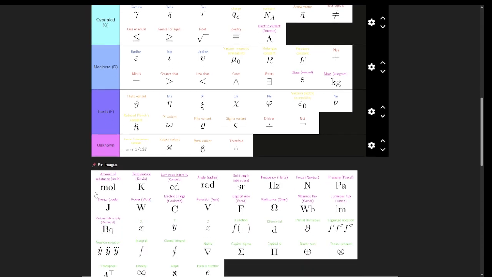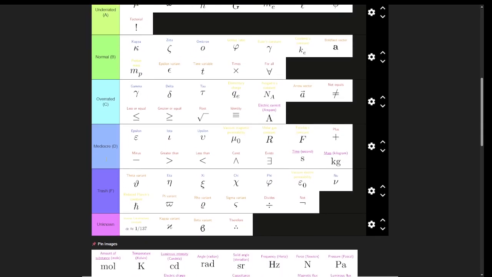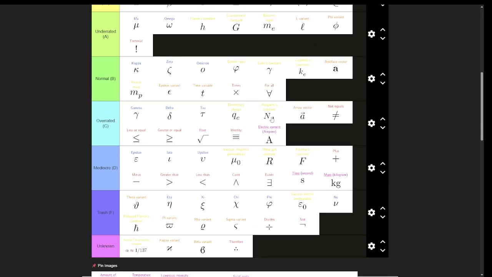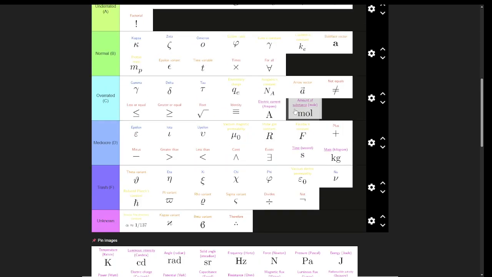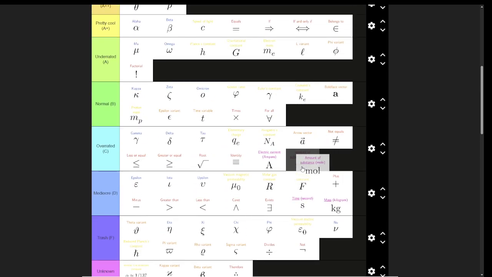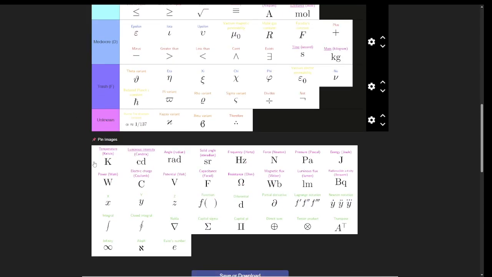Now, a mole, the amount of substance. The thing is, people don't understand how the mole and Avogadro's number correlate with each other, but when you do understand that Avogadro's constant multiplied by the amount of moles will give you the pure amount of molecules, this will make sense. I'm going to put it right next to Avogadro's number if I can find it. Here, so, there we go. Amount of substance.